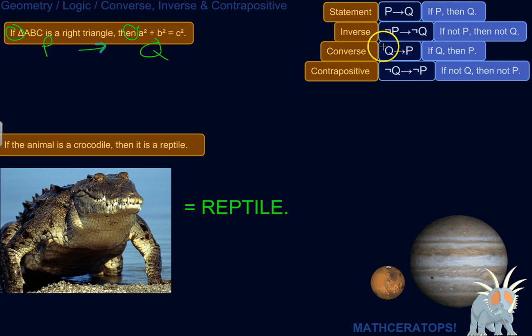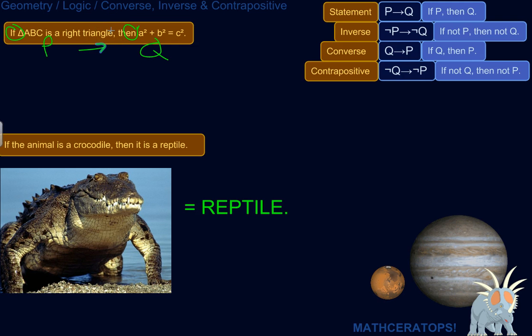That's the converse. And then the contrapositive is the inverse of the converse. If not Q, then not P. So for the Pythagorean theorem, the contrapositive would be if a squared plus b squared is not c squared, then triangle ABC is not a right triangle, which is true, by the way.